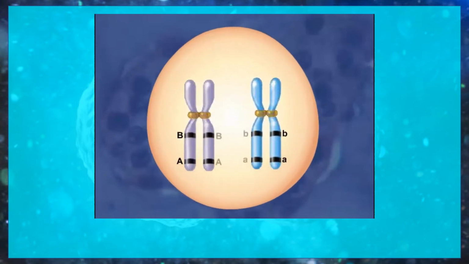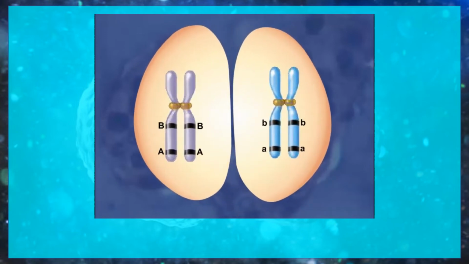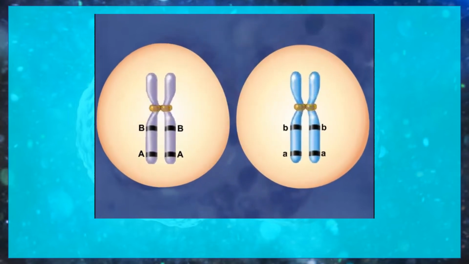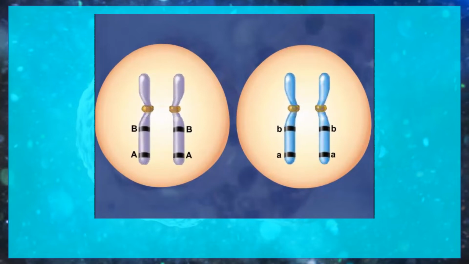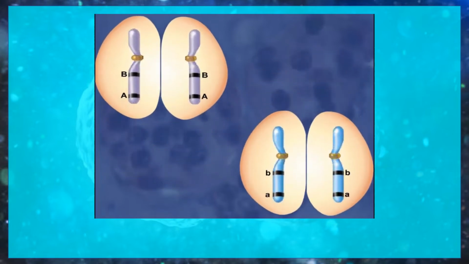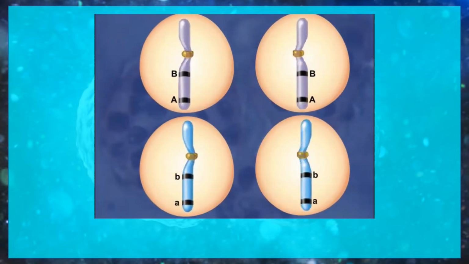In this example, one parental chromosome had alleles capital A and capital B, while the other had alleles lowercase a and lowercase b. Without crossing over, each haploid cell produced will inherit a chromosome with the same combination of alleles as was on one of the parental chromosomes. Thus, the arrangement of linked genes is not altered in this case.